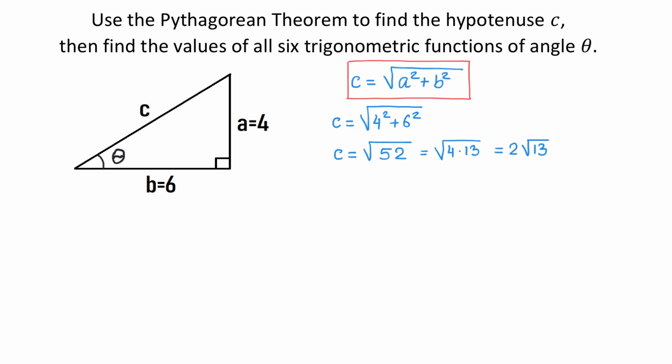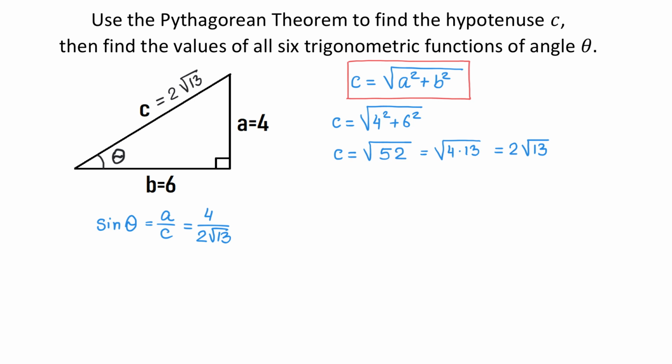Now let's add to the triangle that C is equal to 2 square root of 13. And now once we have all 3 sides, we will find the values of all 6 trigonometric functions. The first one will be sine of theta. And by definition, we know that sine of angle theta is the opposite side divided by hypotenuse. That is A divided by C. And in our triangle, A is 4 and C is 2 square root of 13.